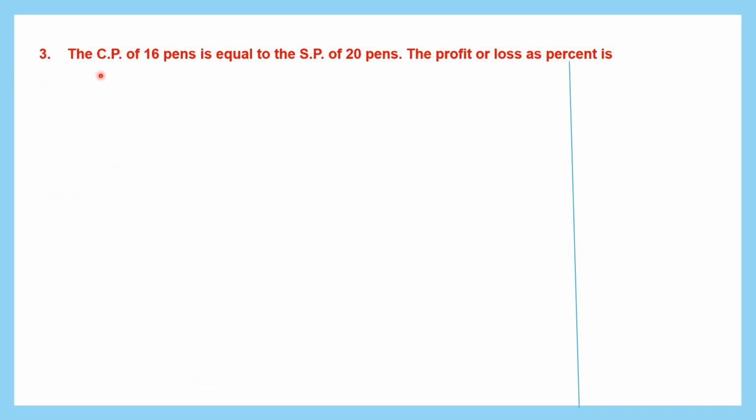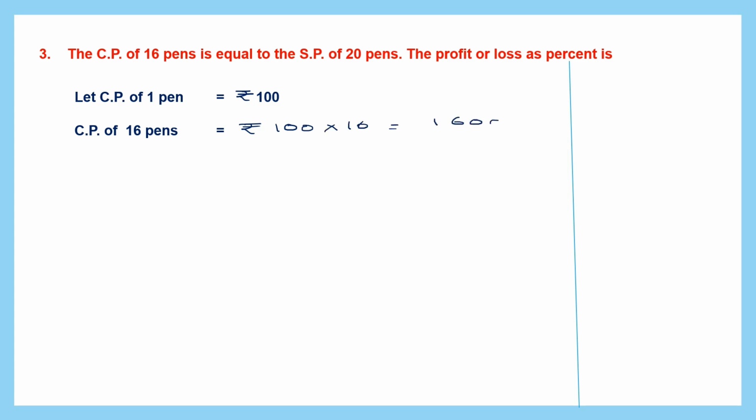Question 3. The cost price of 16 pens is equal to the selling price of 20 pens, similar to the previous one. Now here we need to find again if there was a profit or a loss and the percent. So let's begin by saying let the cost price of 1 pen be equal to 100 rupees. Then the cost price of 16 pens will be 100 rupees into 16. So that will make it 1600 rupees. So this is the cost price of 16 pens.